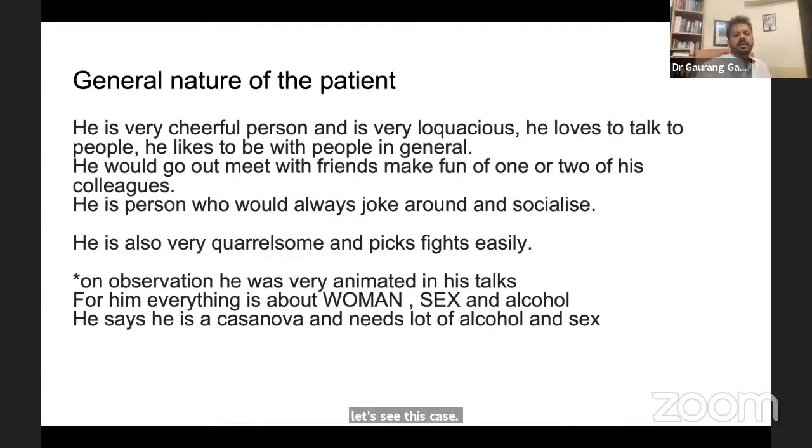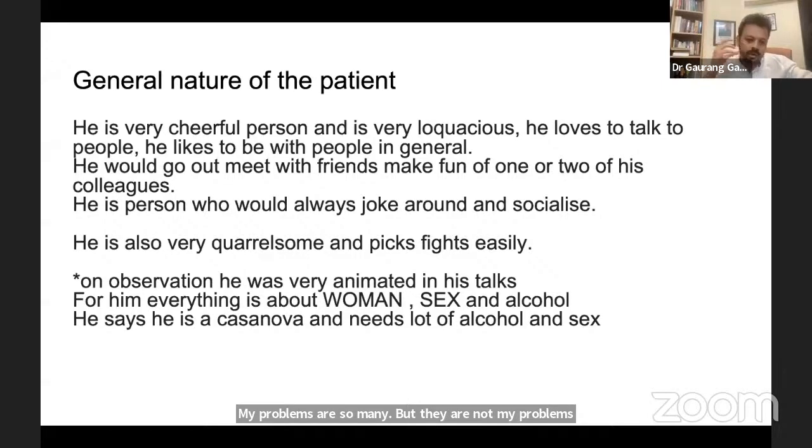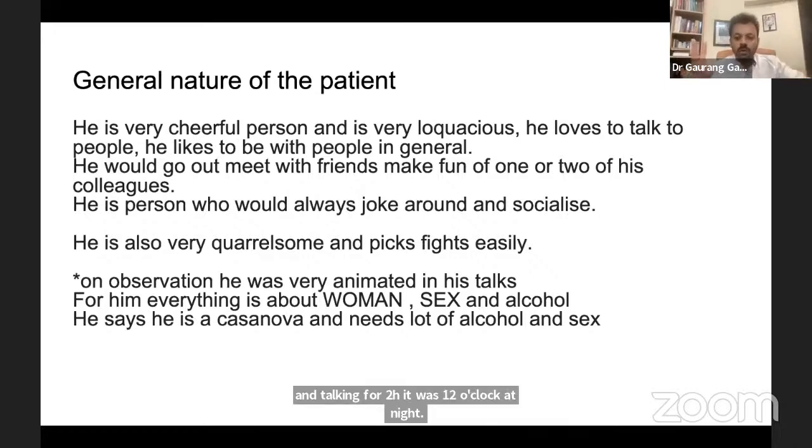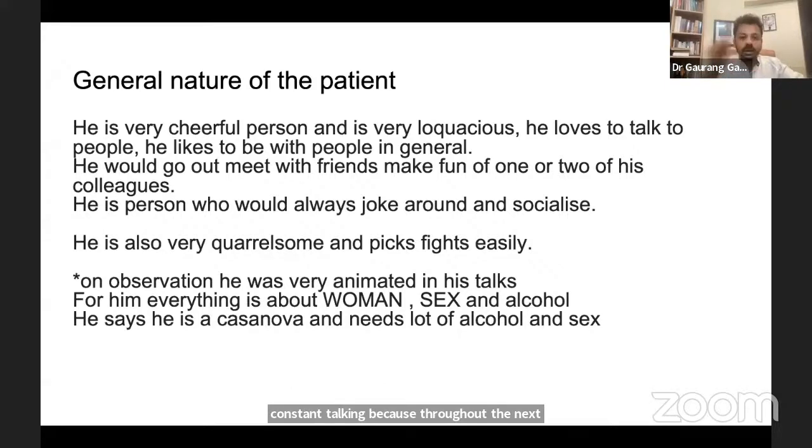I spoke to you about this man, about 50, 60-year-old, with this very bad ulcer. I remember this case because we did it late at night, at 10 p.m., as he stays in another part of the world. I asked him, tell me about your problems. And he started, okay, you want to know about my problems. My problems are so many, but they are not my problems. And he went on talking and talking for 2 hours. It was 12 o'clock at night. Throughout those 2 hours, I didn't have to ask one word. He went on and on and on.